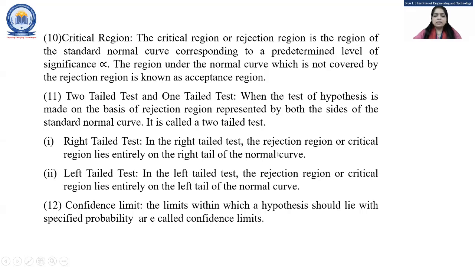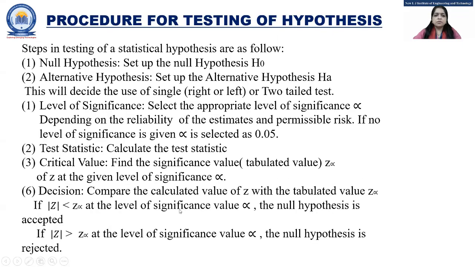Now, what is right-tail test? In the right-tail test, the rejection region or the critical region lies entirely on the right tail of the normal curve. Similarly, what is the left-tail test? In the left-tail test, the rejection region or the critical region lies entirely on the left tail of the normal curve. Confidence limit. The limits within which a hypothesis should lie with specified probability are called confidence limits.